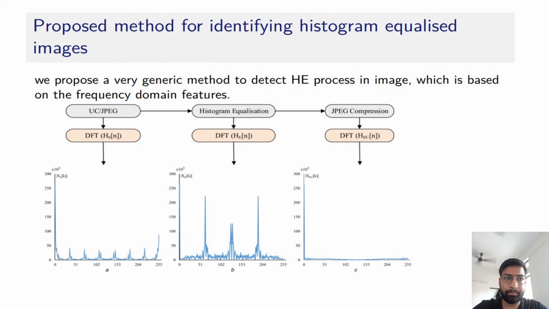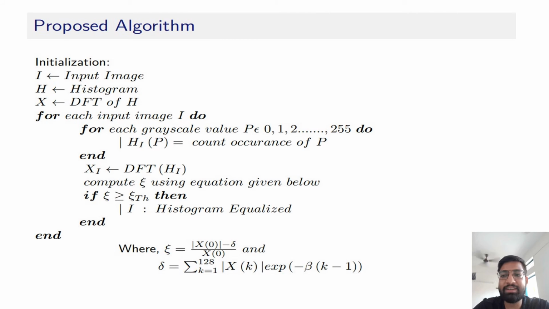and uniform. From the previous discussions using the DFT coefficients of the histogram, we propose that the DC normalized difference between DC and the weighted sum of AC coefficients of the DFT of the image histogram can be used to identify whether the given image is histogram equalized or not, for which this paper has defined zeta, which is given at the bottom of the slide, and you can also see the formula of delta, where we will find the zeta for the individual image.